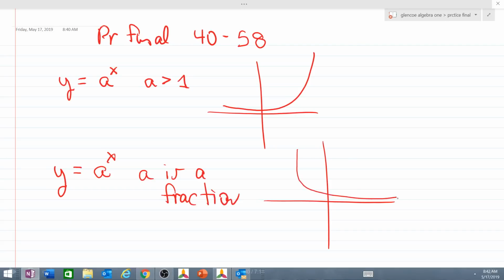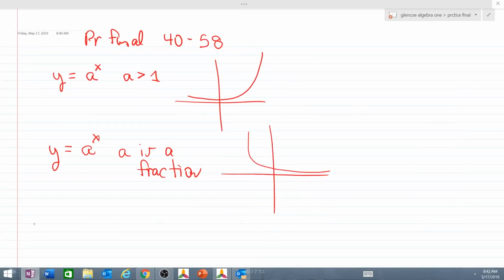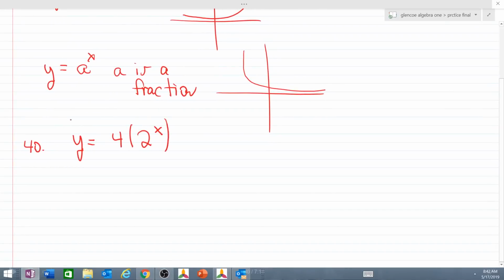So how do you graph these? Glad you asked. We're going to make a table and pick points. So let's go ahead and do number 40 together. Y equals 4 times 2 to the x power. So here we go. Let's pick some values for x. Let's pick 0, 1, 2, -1, -2.